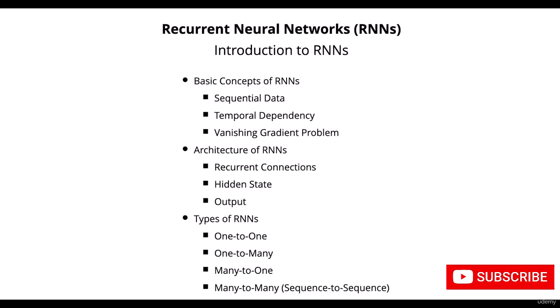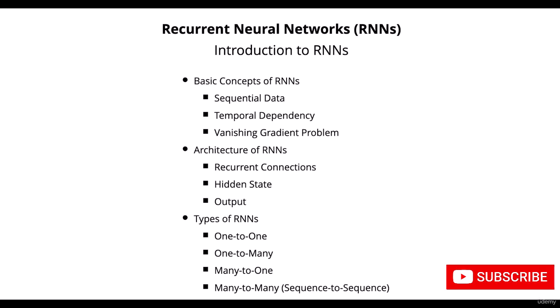Some of the basic concepts of RNN are sequential data, temporal dependency, and the vanishing gradient problem. RNNs are specifically designed to handle sequential data where the order of elements matters. Examples include sentences in a natural language, audio signals, and time series data. For temporal dependencies, RNNs maintain a hidden state that captures information from previous time steps, allowing them to model temporal dependencies in sequential data.